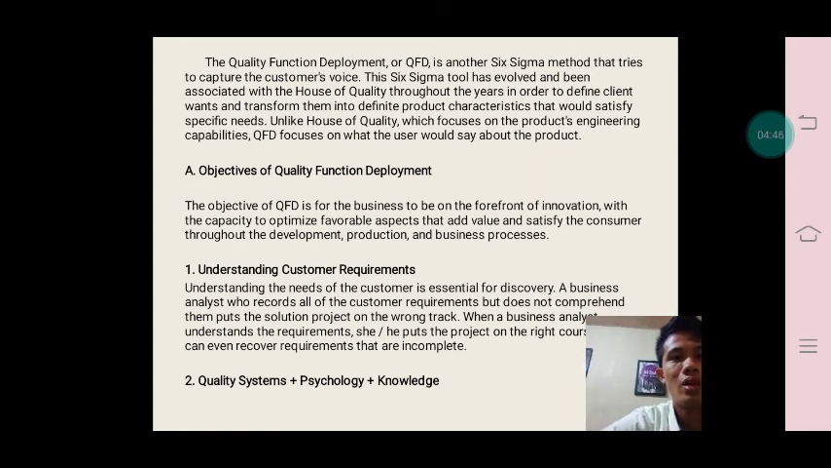Objectives of quality function deployment. The objective of quality function deployment is for the business to be a frontrunner of innovation with the capacity to optimize favorable aspects that add value and satisfy the consumer throughout the development, production, and business processes.